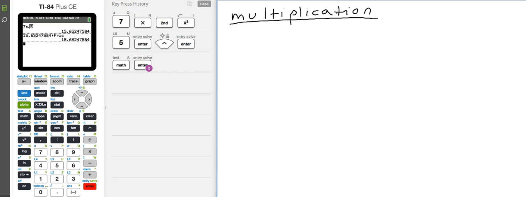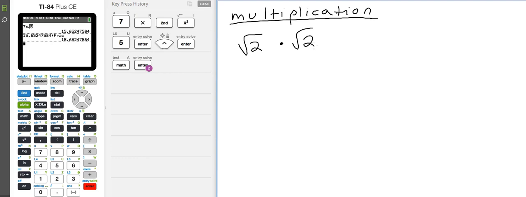What happens when we multiply two irrational numbers by each other? With two irrational numbers, sometimes we're going to get a rational number, sometimes we're going to get an irrational number. Let's try a scenario where we get a rational number. If we multiply the square root of 2 times the square root of 2, we know already the square root of 2 is an irrational number because you can't find one number that will multiply by itself to give you the square root of 2.